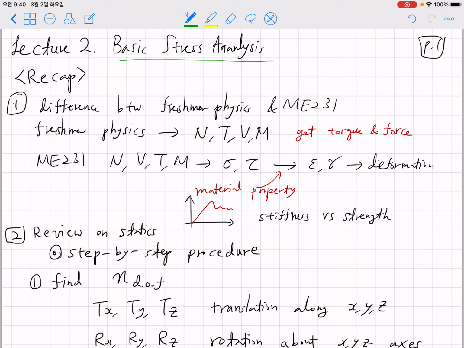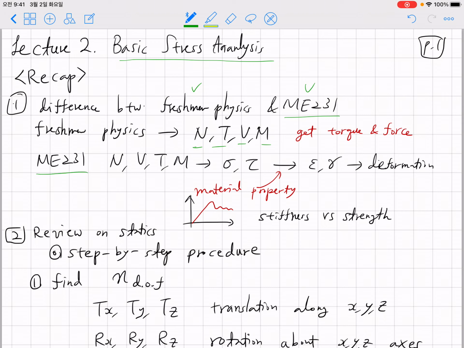In the previous lecture, I gave you some overview of this course and tried to highlight the difference between freshman physics and ME 231. Back in freshman physics, you only considered rigid bodies and you focused on force and torque, those vector quantities, and also the scalar quantity called pressure. Without learning ME231, you can obtain normal force, torsion torque T, shearing force V, and the bending moment M. So you can get these four quantities only from freshman physics.